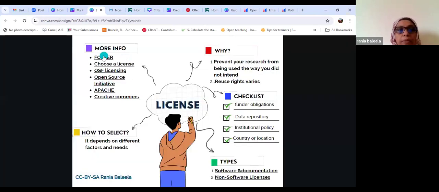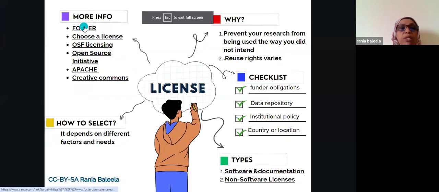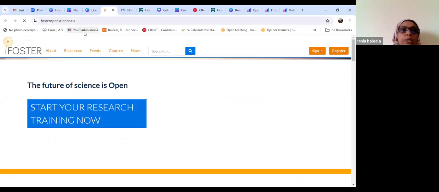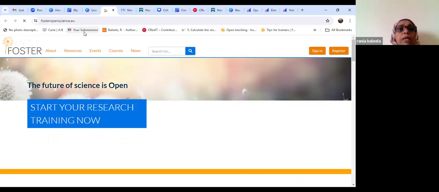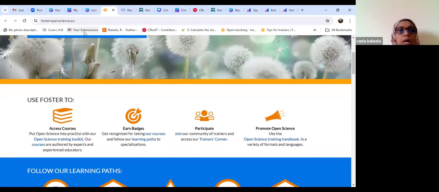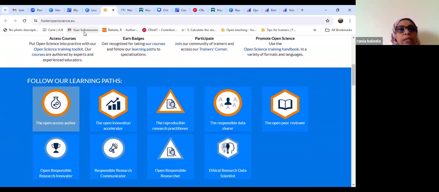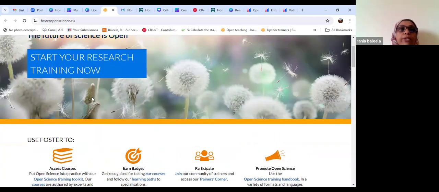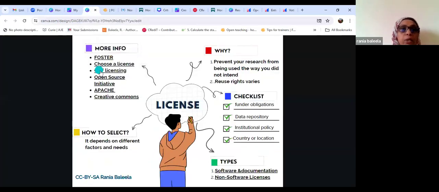And I have some other information in the information section, like the FOSTER Open Science project. It provides you with different definitions and useful tools to understand different types of licenses and to understand more about open access, who's an open access author, open initiative accelerator, licensing as well, and everything. So you can have resources in FOSTER Open.